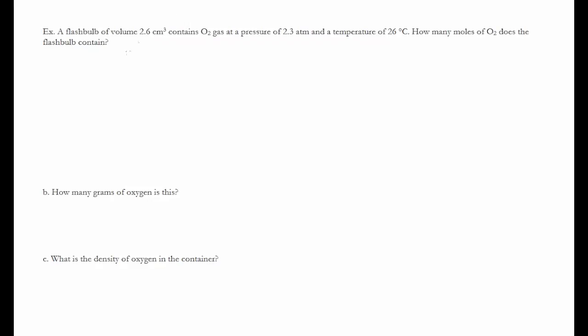So in this problem, I'm given volume, I'm given pressure, I'm given temperature, and I'm asked to solve for the number of moles of oxygen. And so I'm going to be using the ideal gas law, so PV equals nRT. Okay. Remember, your R value, your constant, is 0.0821, and the units are liters times atmospheres over Kelvin times moles. So the pressure must be in atmospheres. So I have 2.3 atmospheres.